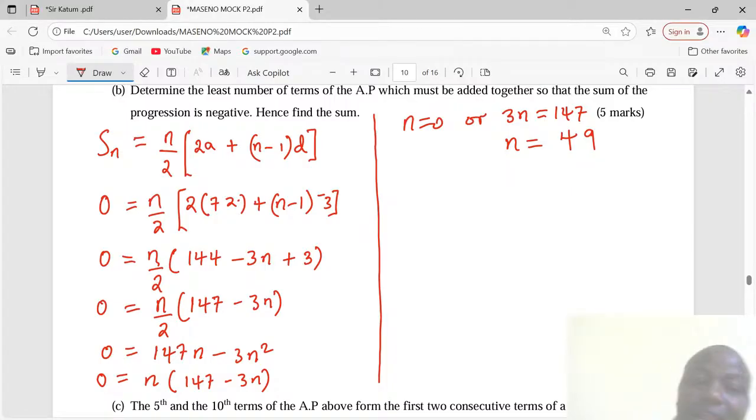In case we add the first 49 terms, we're going to get a sum of 0. That means adding the 50th term is what will help us to transition to the sum of negative. So the first few terms are going to have a sum of positives, that is the first 48 terms. Then at the 49th term, we'll get a sum equal to 0. Then beyond there, the sum will become negative.